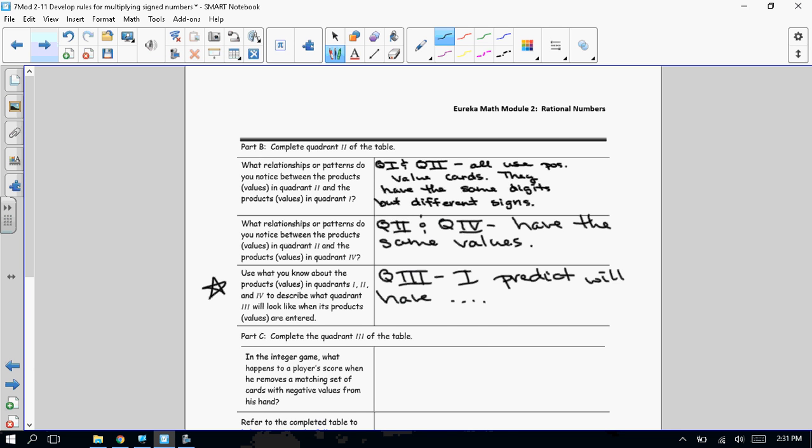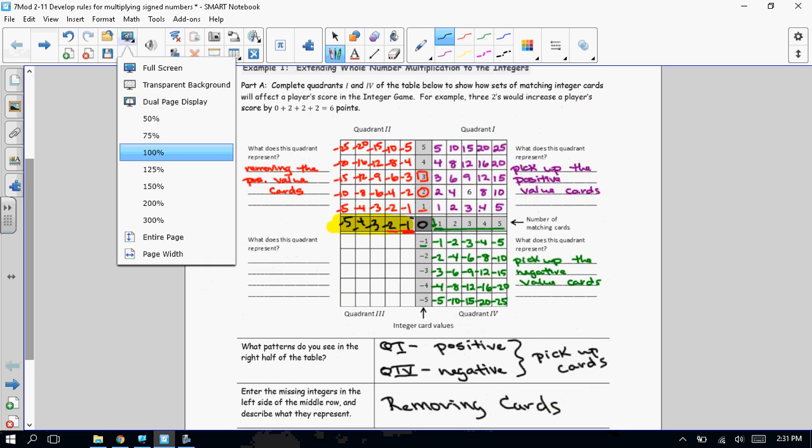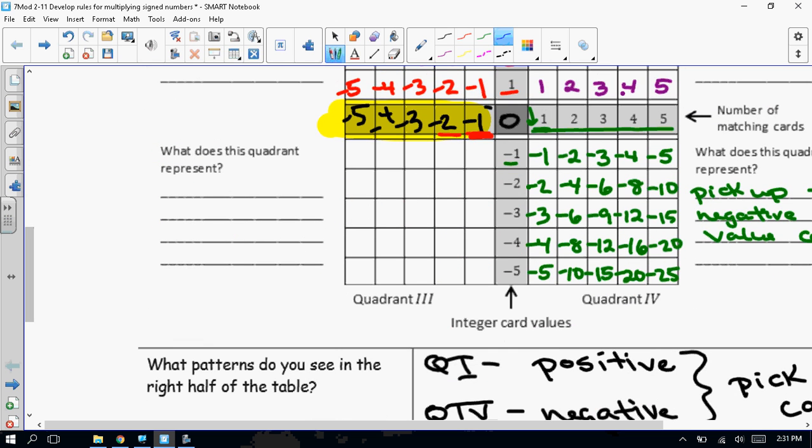All right, so let's fill in part 3. I'm going to zoom this in so I can see it a little better and write in there. We're going to remove one card that's worth -1. If I remove a -1, my score increased 1. If I remove a -2, my score increased 2. If I remove a -3, my score increased 3, and then 4 and 5. Removing a negative actually makes my score go up.